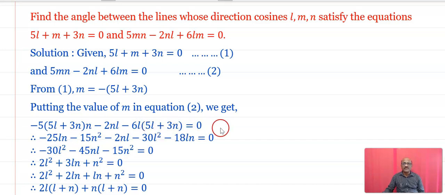If we simplify this, you will get -25nl - 15n square, -2ln, then -6l into 5l is -30l square, and -6l into 3n gives -18ln, which equals 0. If you simplify it, you will get -30l square - 25ln - 18nl - 2nl, overall -45nl, and the last is -15n square.